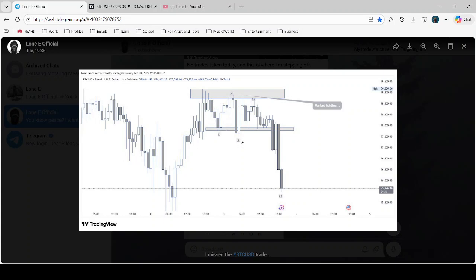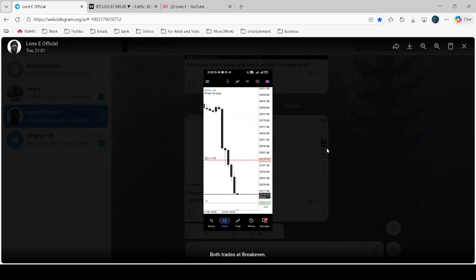And then this lower low created a lower high. Then this lower high created this lower low. I missed this trade, but we're not putting a fuss about it. There are more opportunities that are going to be coming next week or the next few weeks.